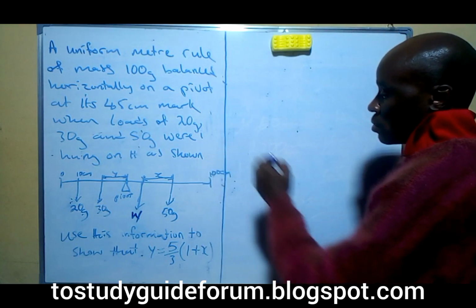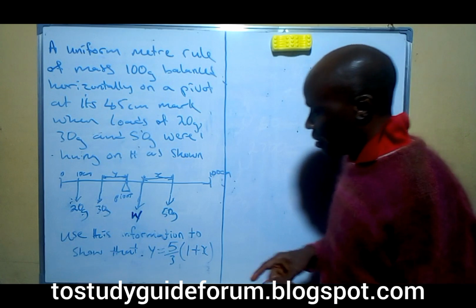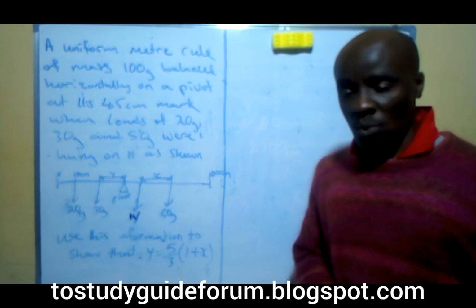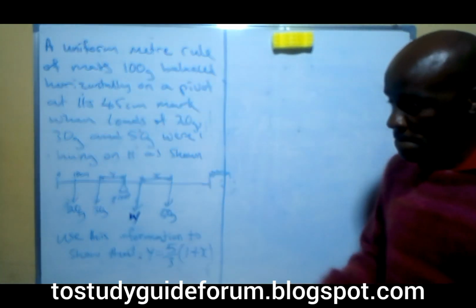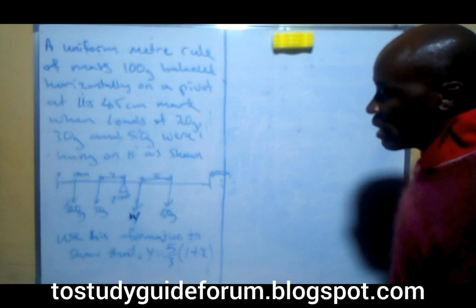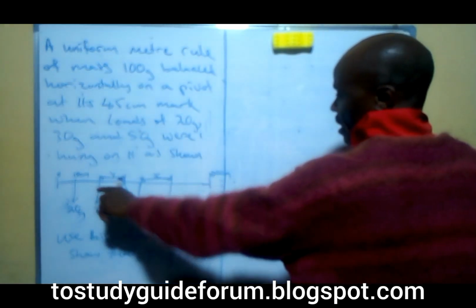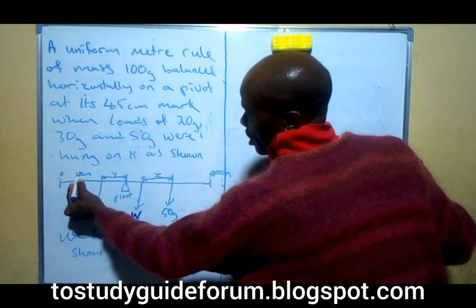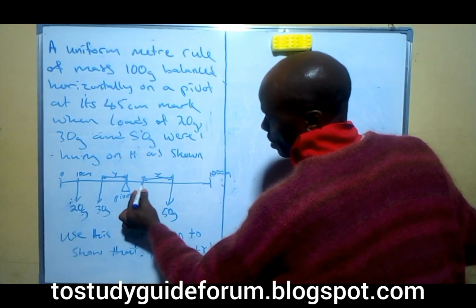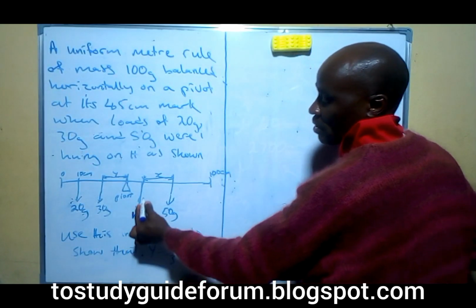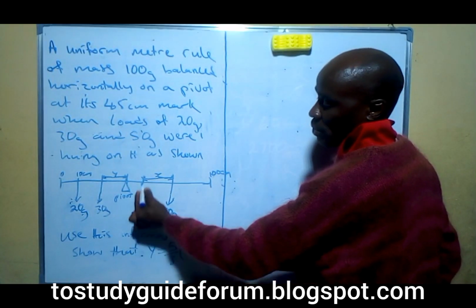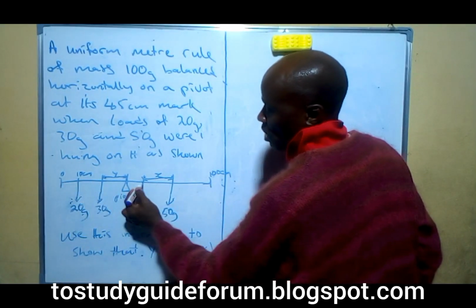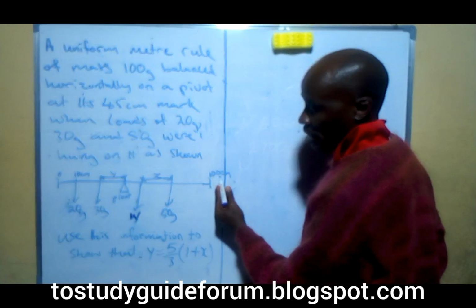Now, looking at this, the clockwise moment and the anti-clockwise moment must be equal in order for this to balance. Looking at the other end, from this point we have 10 cm. Since the weight, the force of gravity, is acting at the middle, the distance from here to the pivot is 50, since it's 100 cm.